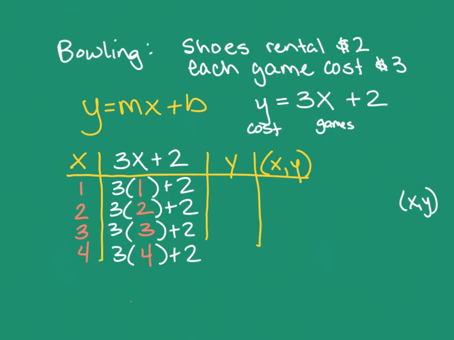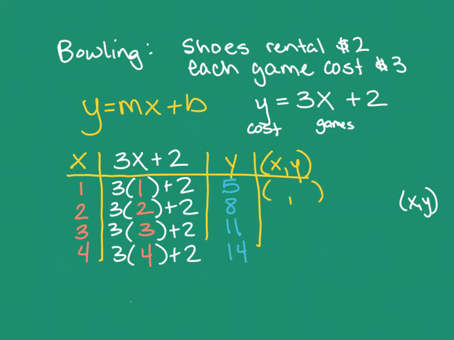Now I'm going to calculate my y's. So if x equals 1, 3 times 1 is 3 plus 2 is 5, y will equal 5. If x equals 2, then in this equation, 3 times 2 is 6 plus 2 more is 8. Y will equal 8. If x equals 3, then I plug 3 into this equation. 3 times 3 is 9, plus 2 more is 11. And if x equals 4, I plug the 4 into this equation. 3 times 4 is 12, plus 2 more is 14.